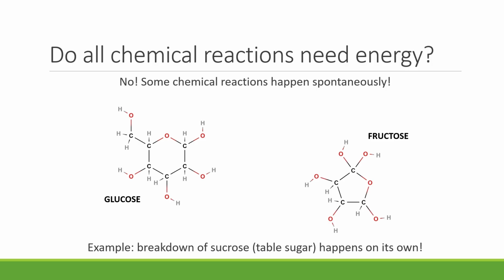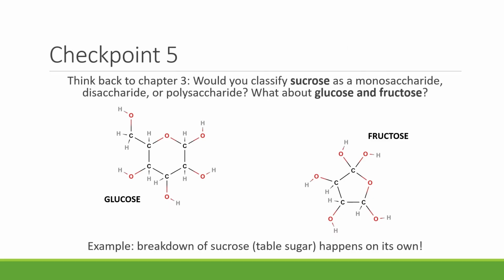Now, before we go any further, let's do another checkpoint to review. Think with me back to chapter 3. Would you classify sucrose, that is the original table sugar, as a monosaccharide, disaccharide, or polysaccharide? Feel free to rewind a couple of slides and look at its structure. And then what about glucose and fructose, the 2 building blocks that make up sucrose? Are those monosaccharides, disaccharides, or polysaccharides?